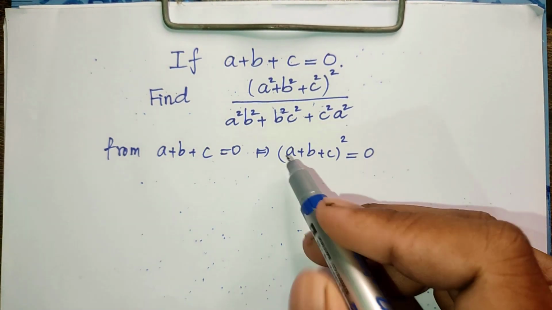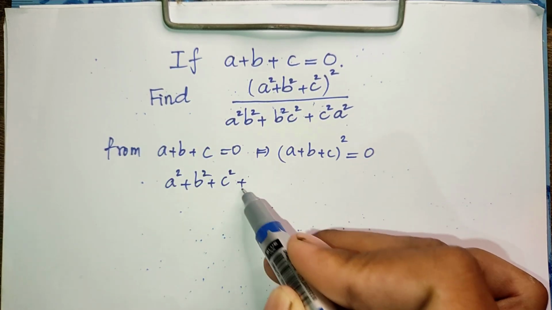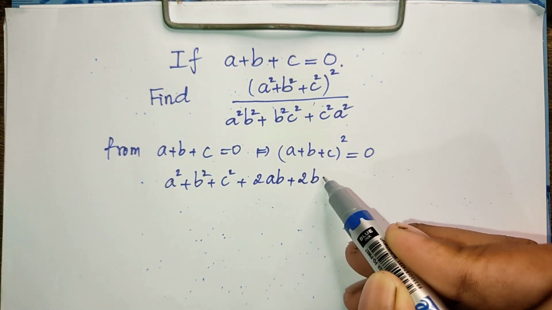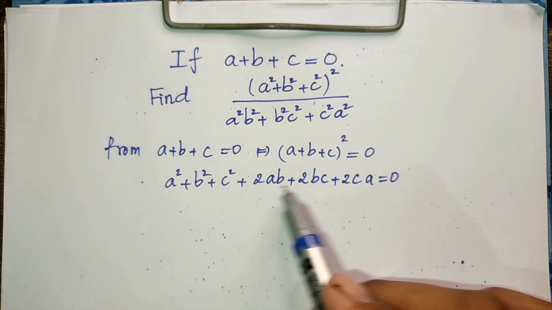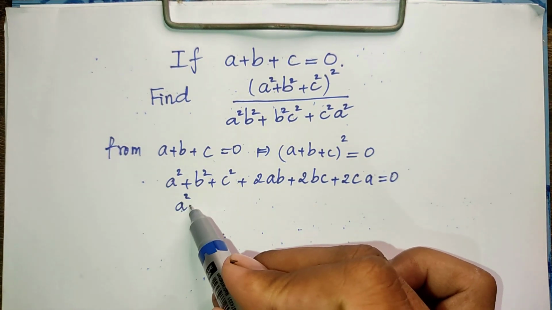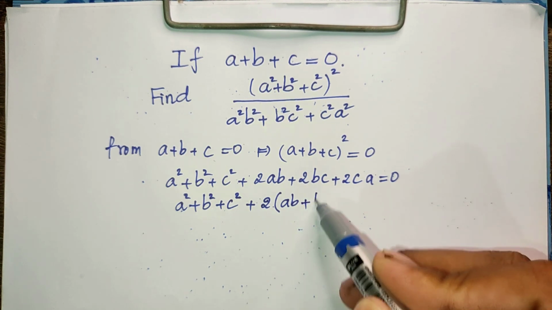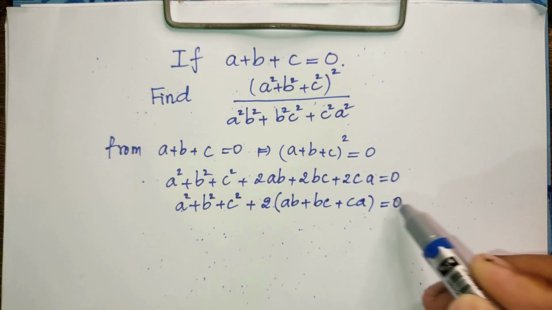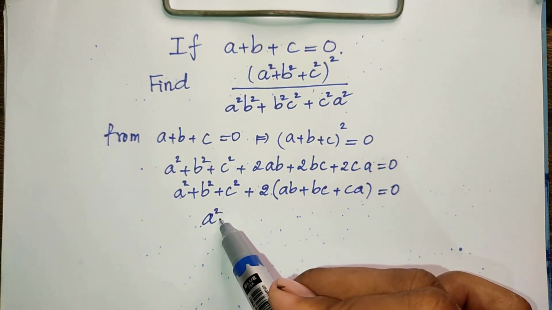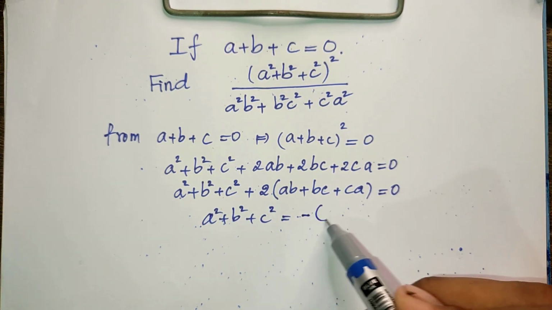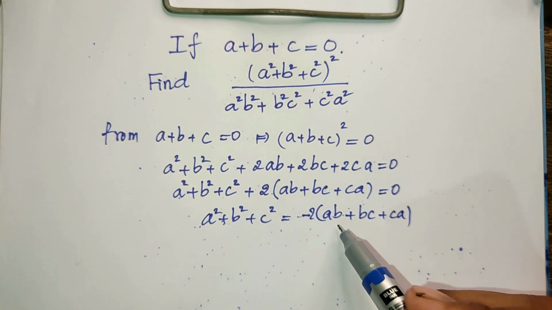Now we use the formula that (A plus B plus C) all squared gives A squared plus B squared plus C squared plus 2AB plus 2BC plus 2CA equals 0. Now I take the 2 out as a factor, so it's A squared plus B squared plus C squared plus 2 times (AB plus BC plus CA) equals 0. Then I move this term to the right hand side, so I get A squared plus B squared plus C squared equals minus 2 times (AB plus BC plus CA).